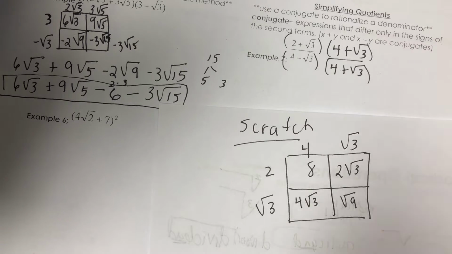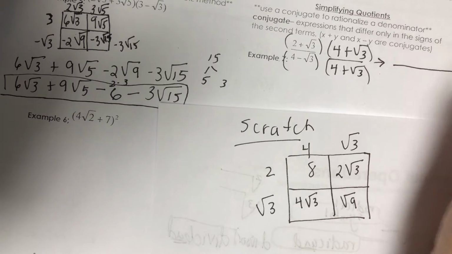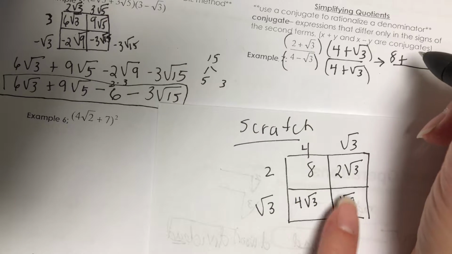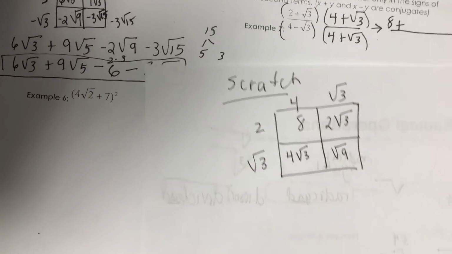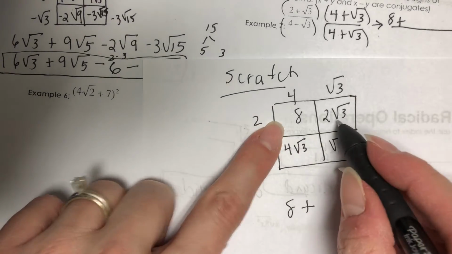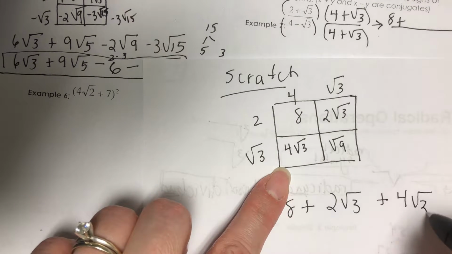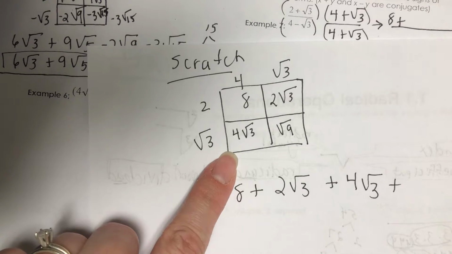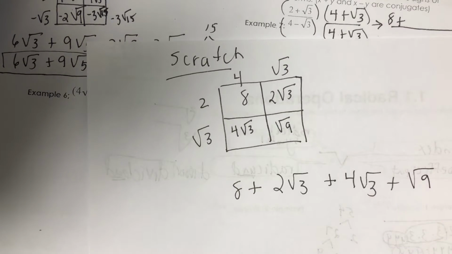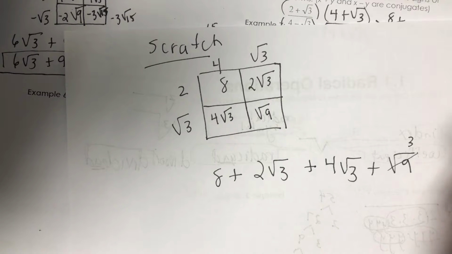Okay, so my numerator, I'm going to write it over here, put an arrow, draw a line. Let's write it out here first because we can simplify it. So we've got 8 plus 2 square root 3 plus 4 square root 3 plus square root of 9. But what's the square root of 9? That's just 3, right? We don't have to write the radical.